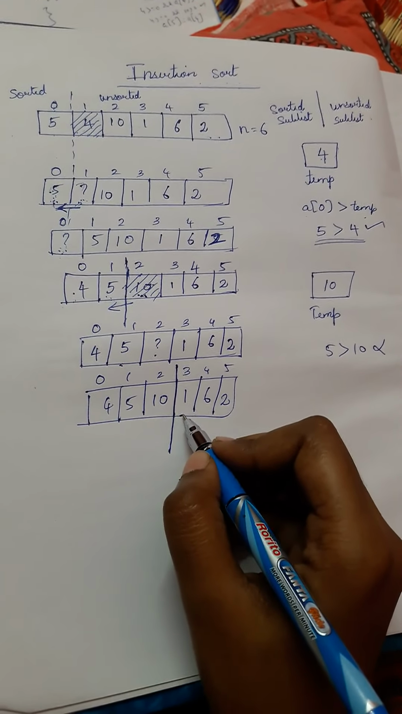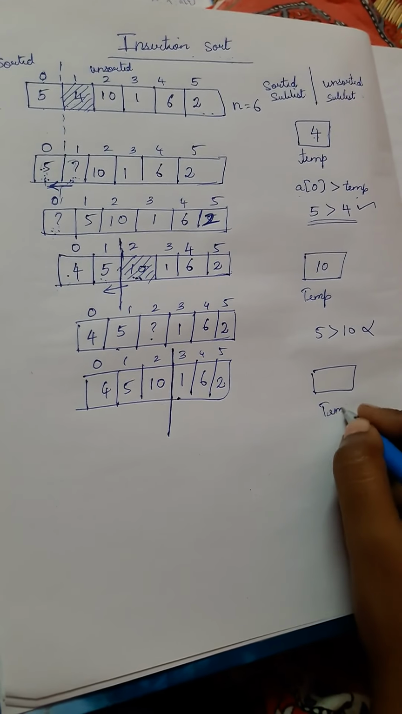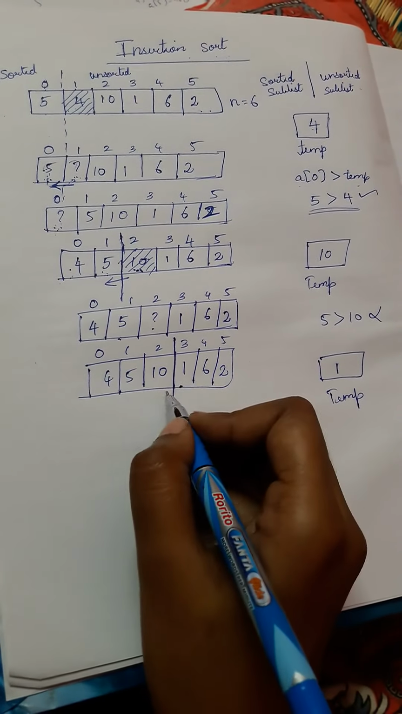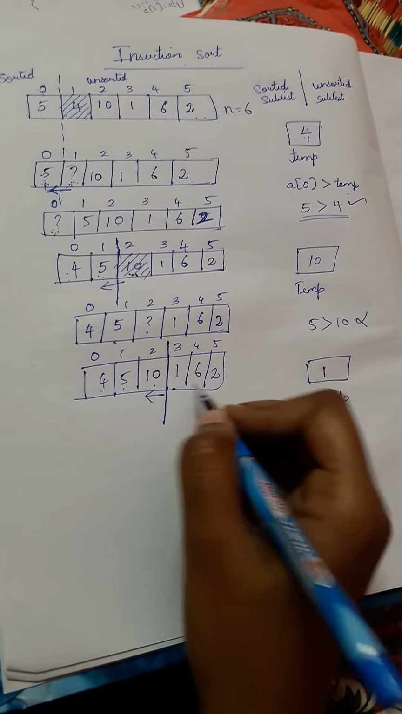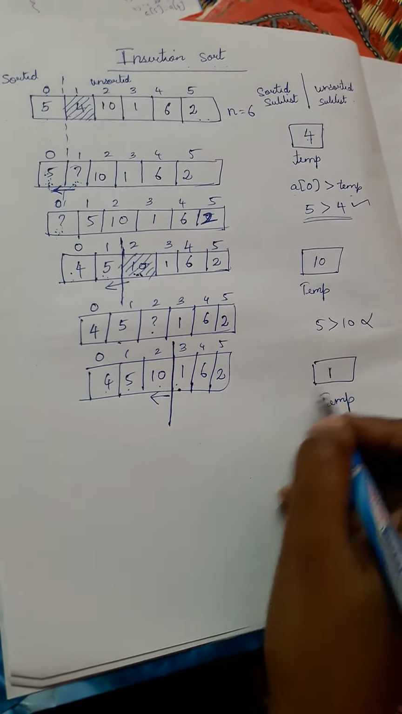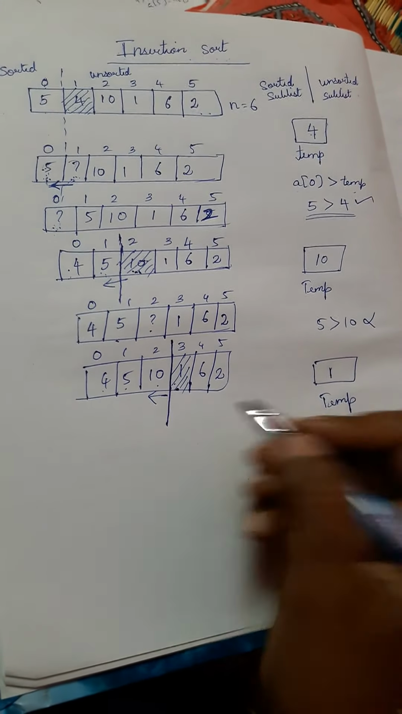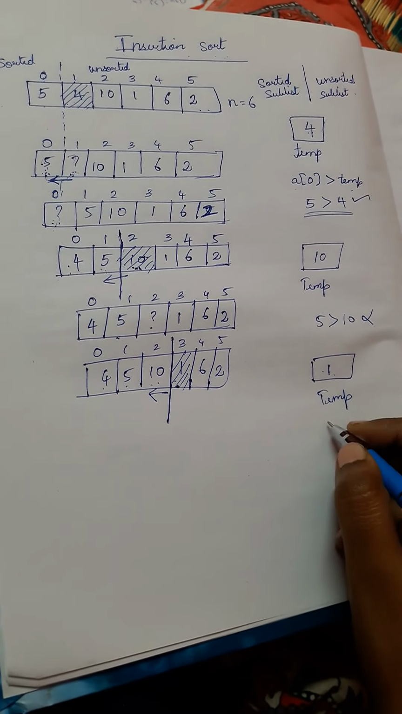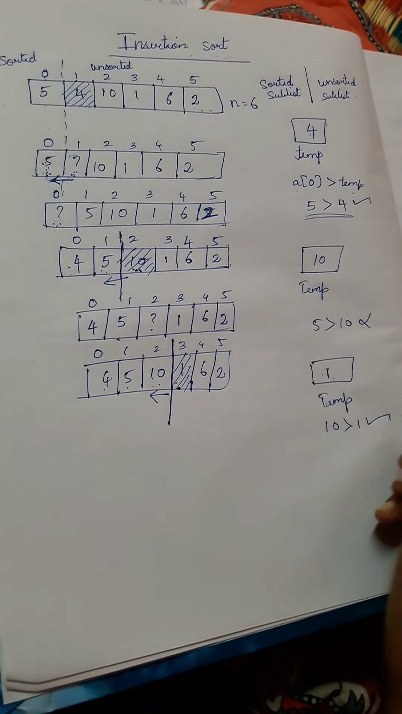Now what will be stored in the temp? 1 will be stored in the temp, and we have to go in this order only. So one by one we need to check. In the unsorted array 1 is taken and at this position it will be empty. Okay, so we are going to compare 10 with 1. Is 10 greater than 1? Yes, this condition is true.